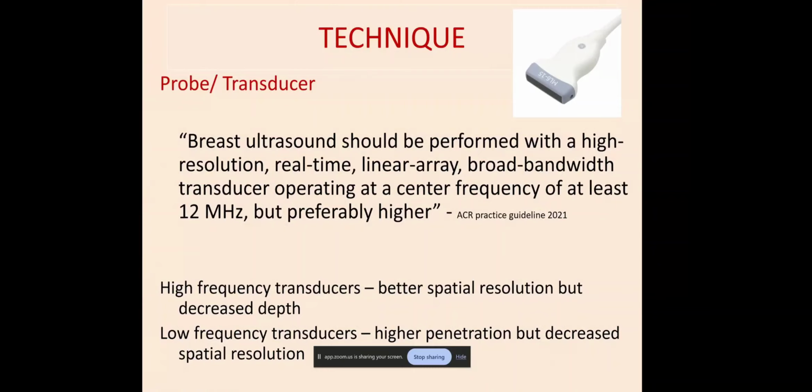For many decades, people were mainly using 7 to 8 megahertz. But as you are aware, breast tissue is hardly 3 to 5 centimeters and a very superficial structure, and high frequency transducers are good for imaging superficial structures. A high frequency transducer gives better spatial resolution but decreases depth. In the case of breast, it doesn't matter because most breasts are generally 3 to 5 centimeters.